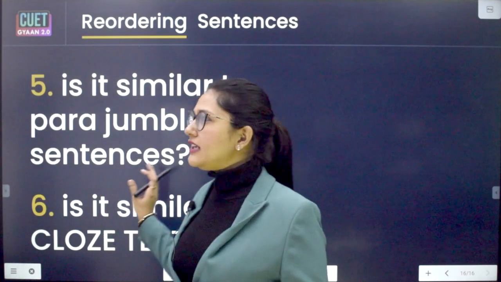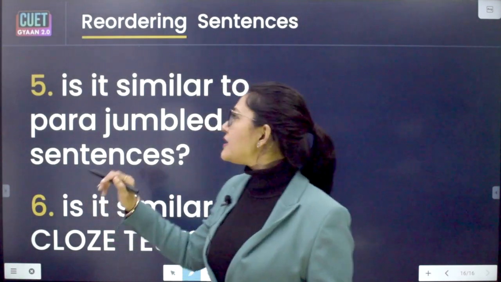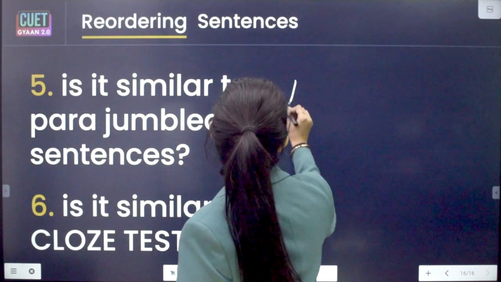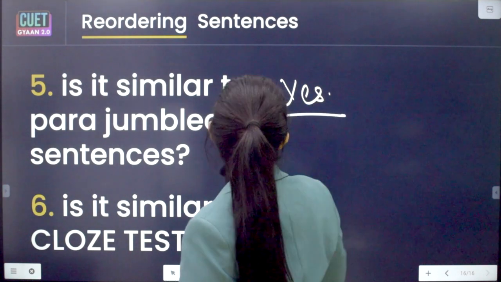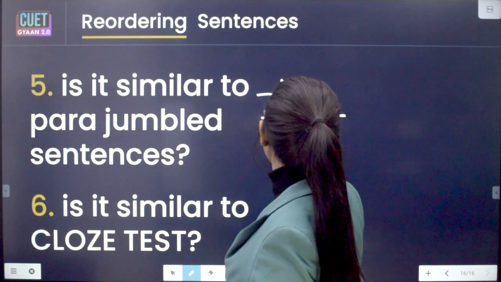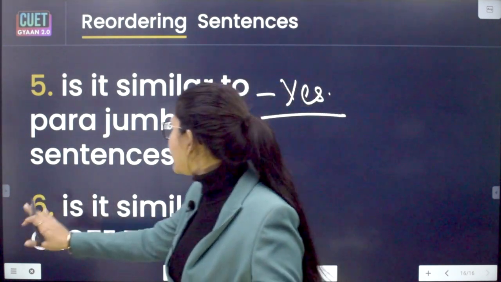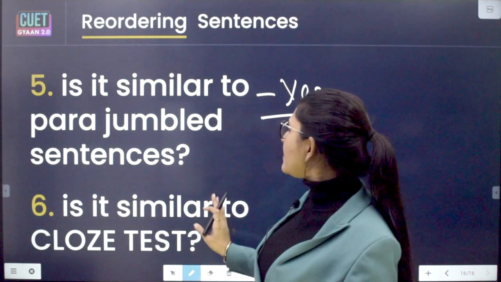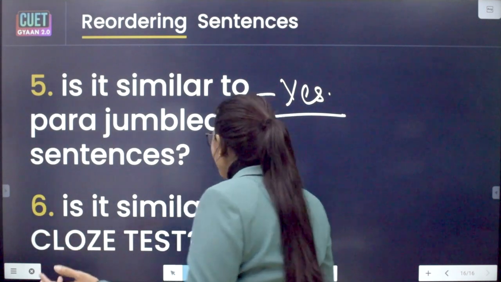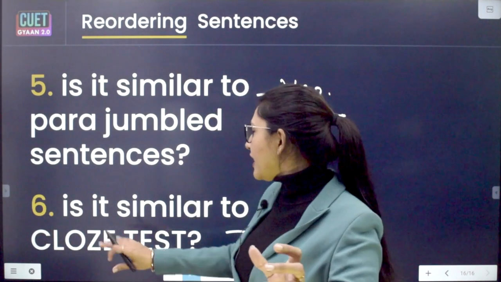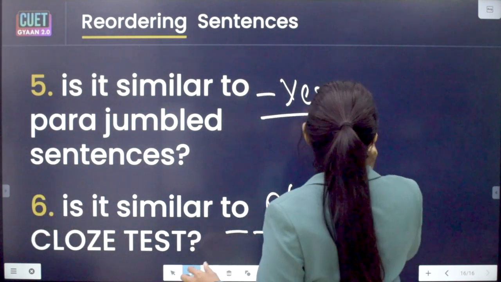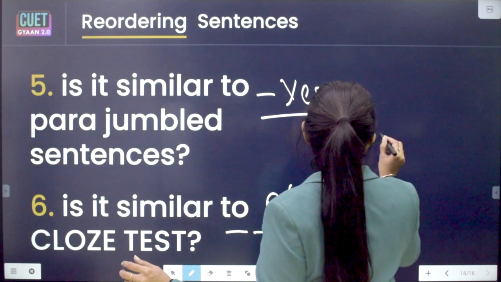The last but not the least point is: is it similar to para-jumble sentences? Yes, absolutely yes. Para-jumbling of words, rearrangement of sentences, or jumbling of words, they all are similar. The next question is: is it similar to cloze test? No. Guys, if you have ever read what these cloze tests are, you must know that cloze tests are basically in the form of stories, or fill in the blanks.